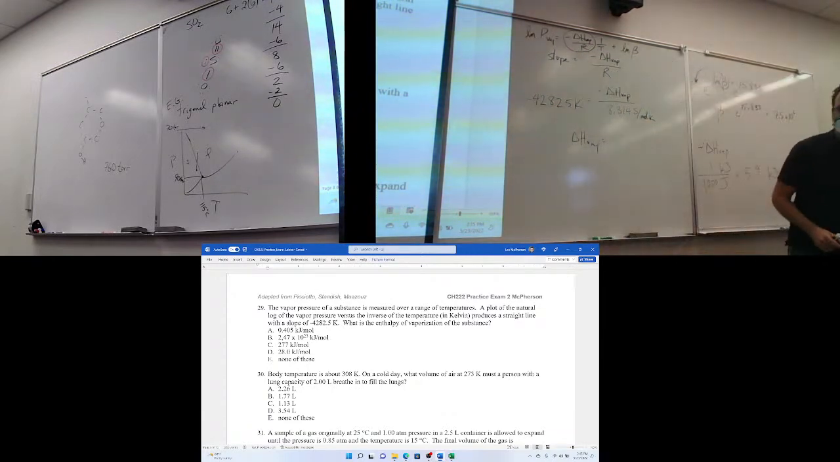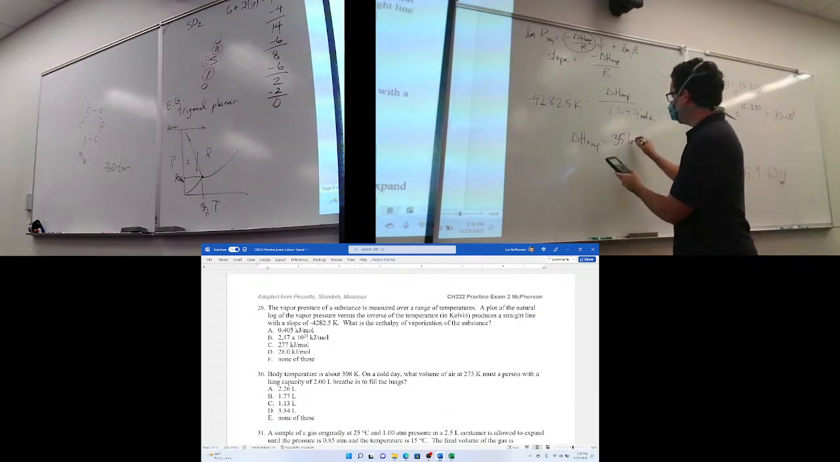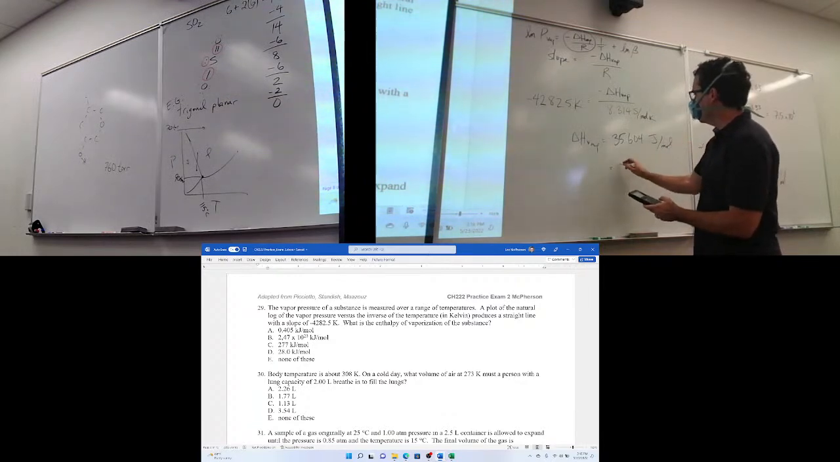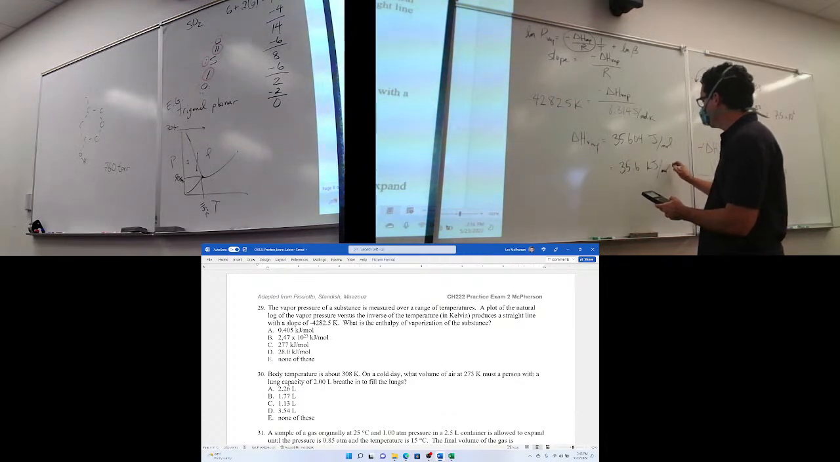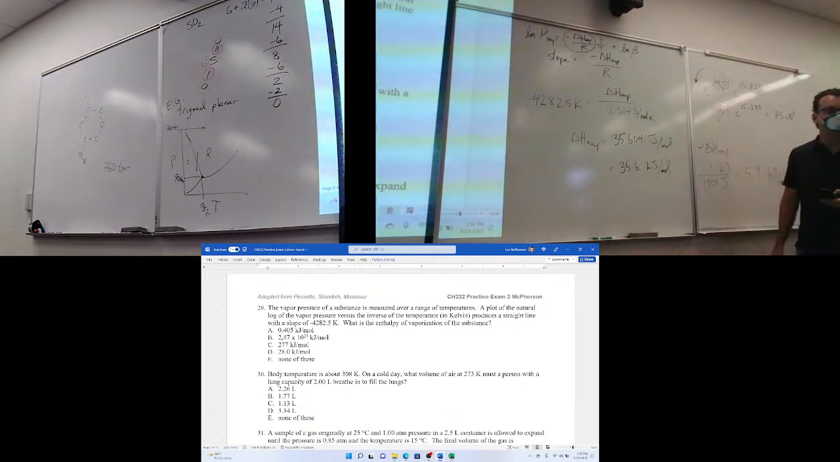And basically you're going to multiply them together. 8.314 times 4282.5. The negatives cancel out, so I can just ignore them. 35,604 joules per mole. And so when I convert it to kilojoules, it's going to be about 35.6 kilojoules per mole. That's one of the answers. It's not one of the answers, is it? So none of these. There we go, E. I hate it when that happens, but that can happen. So it's E. None of these.